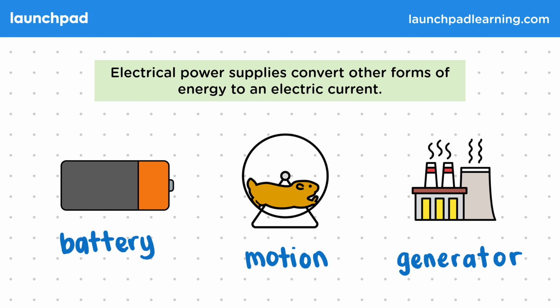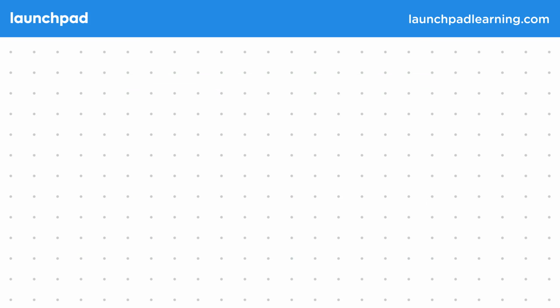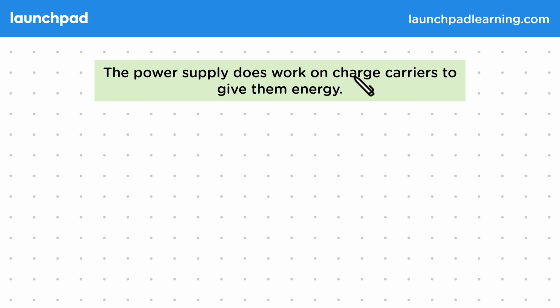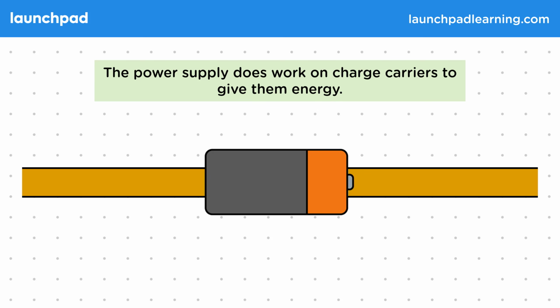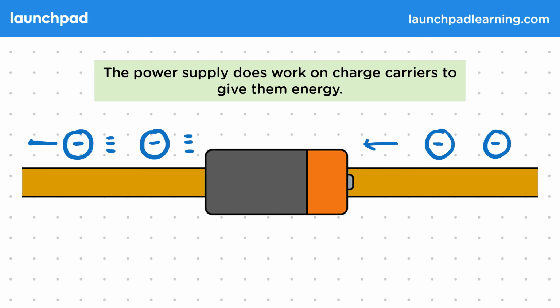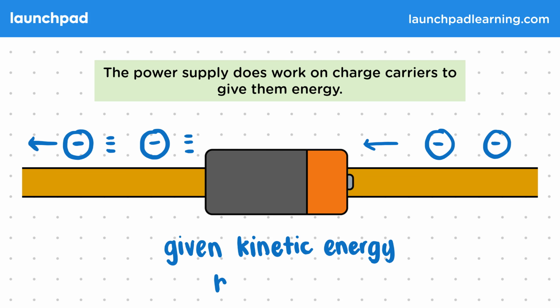So how do these supplies give energy to a current? Well, the power supply does work on charge carriers to give them energy. Now remember that these charge carriers will normally be the delocalized electrons we find in transition metals. The battery will do work on these to make them start moving around the circuit, with their motion being the electric current. In other words, there's a current as the charge carriers have been given kinetic energy by the battery.